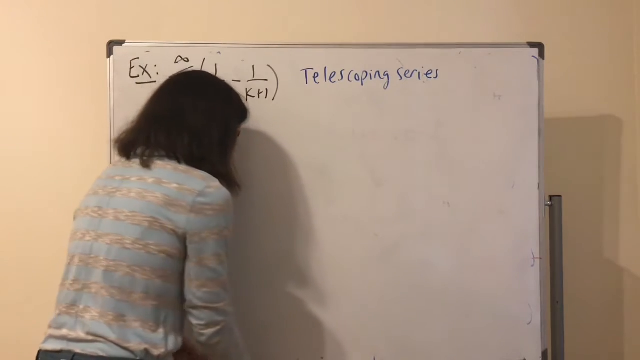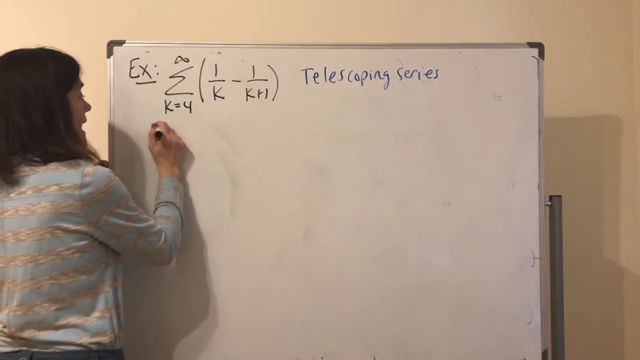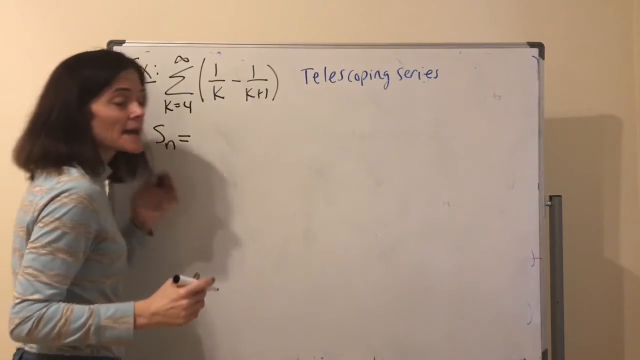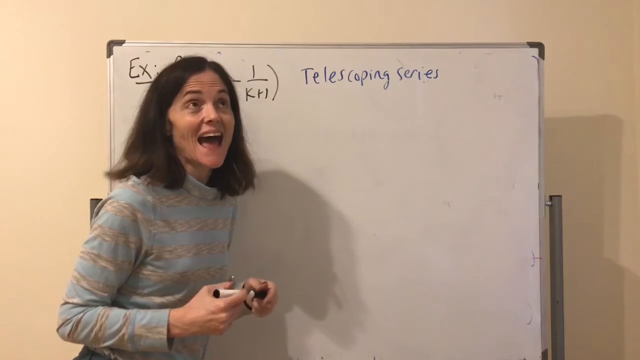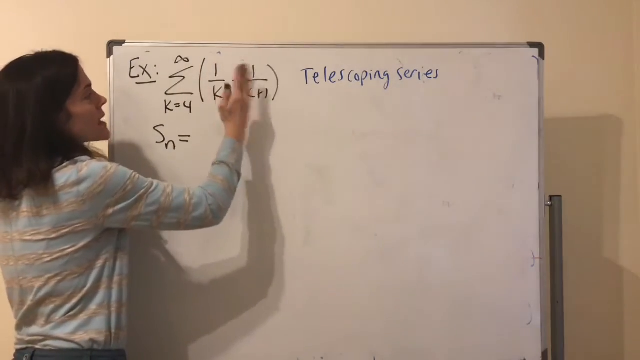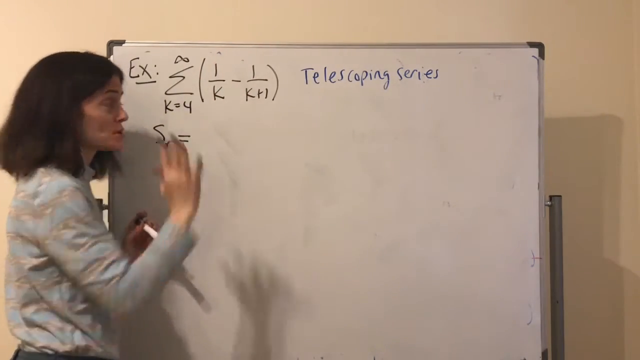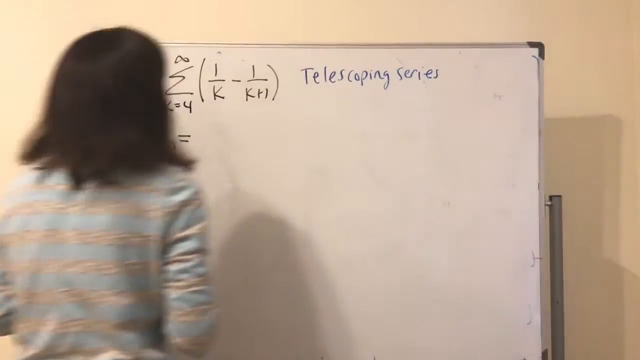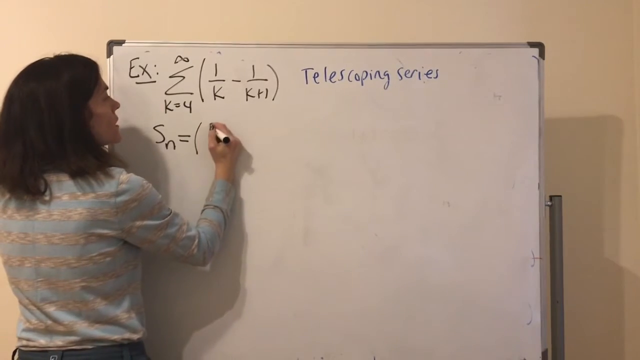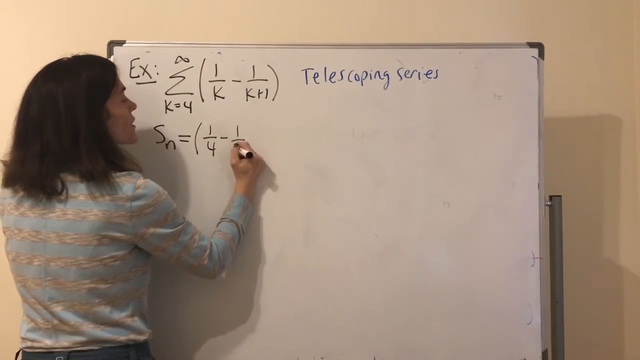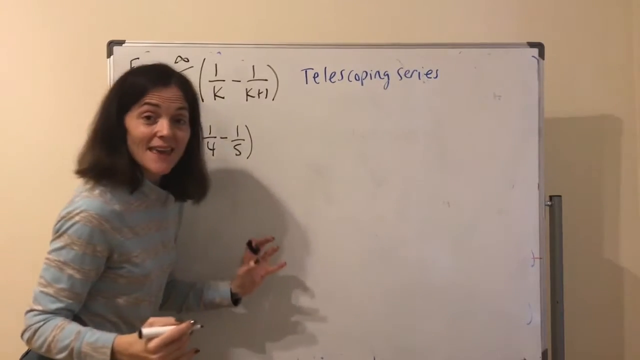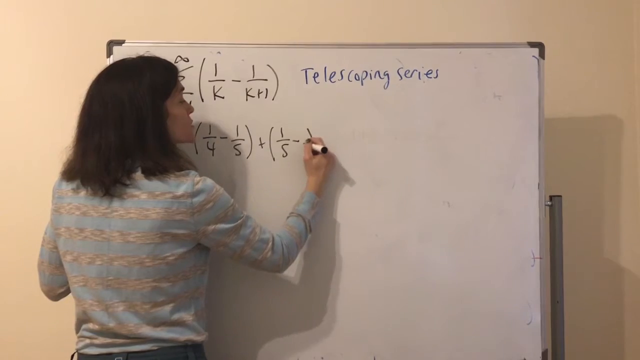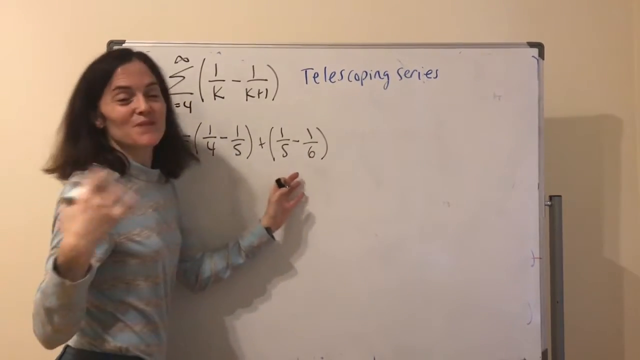Okay, so Sn. Well, I need to add up. In this one, we will not have n things that we sum over because we're starting at 4. But you start at 4, start writing terms till you get to the nth. This will be Sn. Okay, well, we have 1 over 4 minus 1 over 5. This is for k equals 4. Then we have 1 over 5 minus 1 over 6. This is for k equals 5.